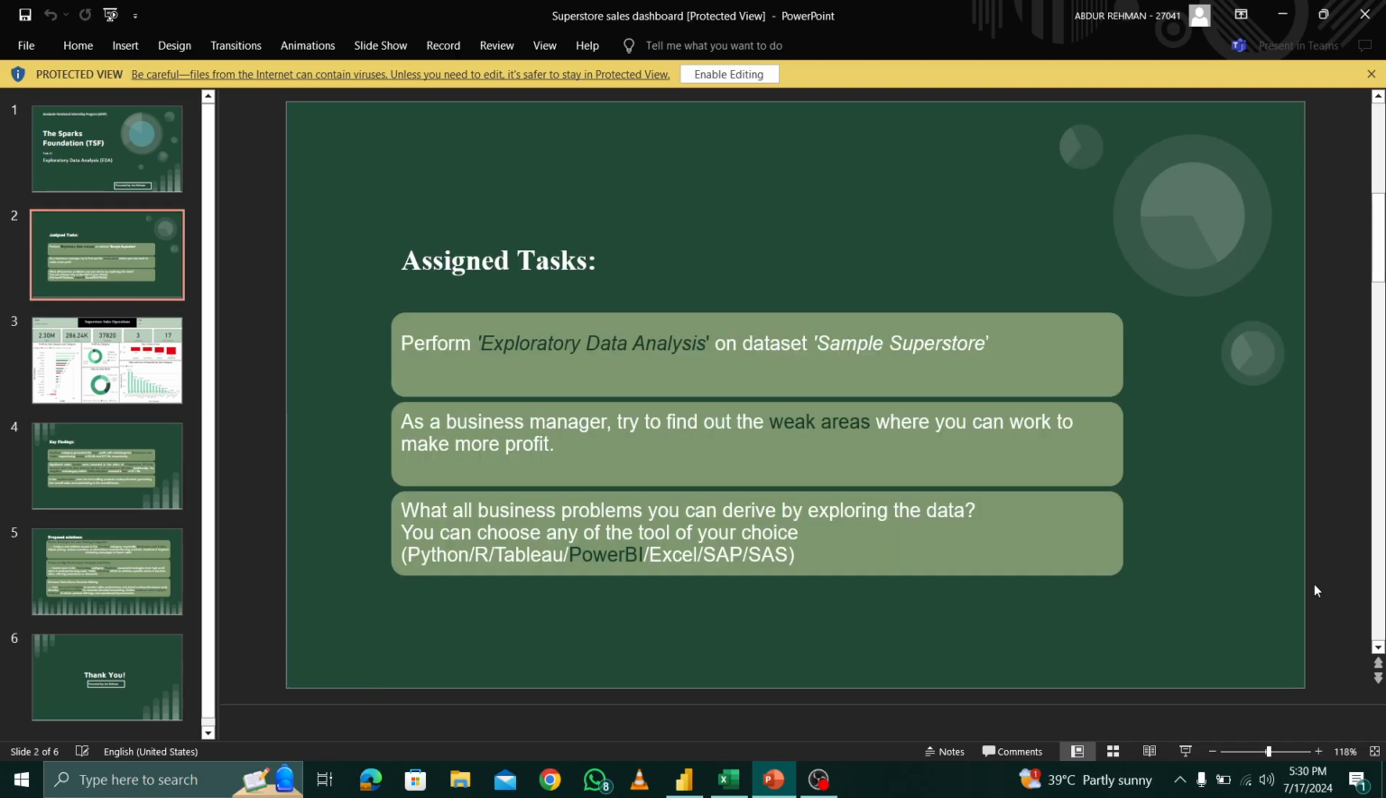The task that I had to do was to perform exploratory data analysis on the dataset, and as a business manager I will try to find out the weak areas where I can work on to make more profit. Also, the areas that are making loss to the company, we can work on those areas as well. All business problems I can derive by exploring the data.